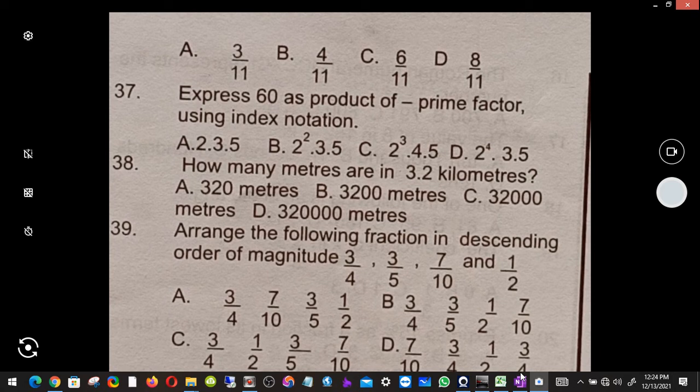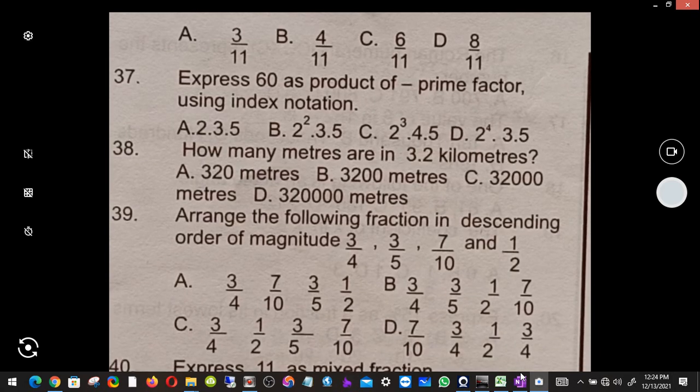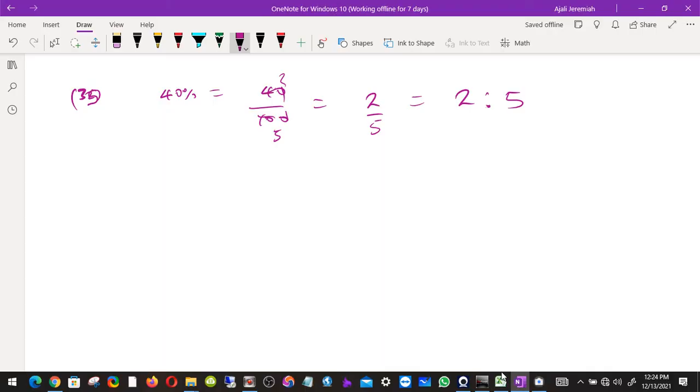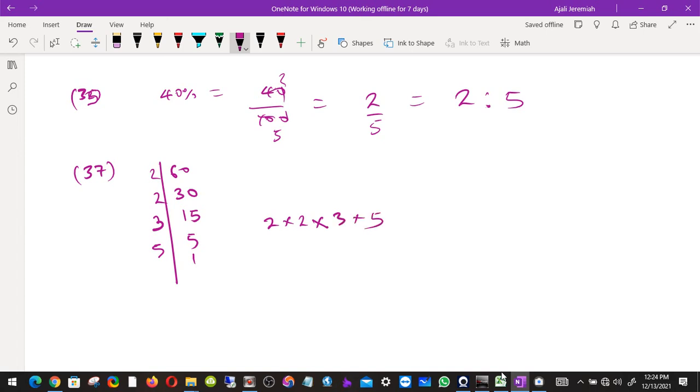Number 37. Express 60 as a product of primes using index notation. Can 2 go into 60? Yes, sir. That gives us 30. Can 2 go? Yes. That gives 15. Can 2 go? No. Can I use 3? 3 goes 5 times. Then 5 can go 1. So that's 2 times 2 times 3 times 5.